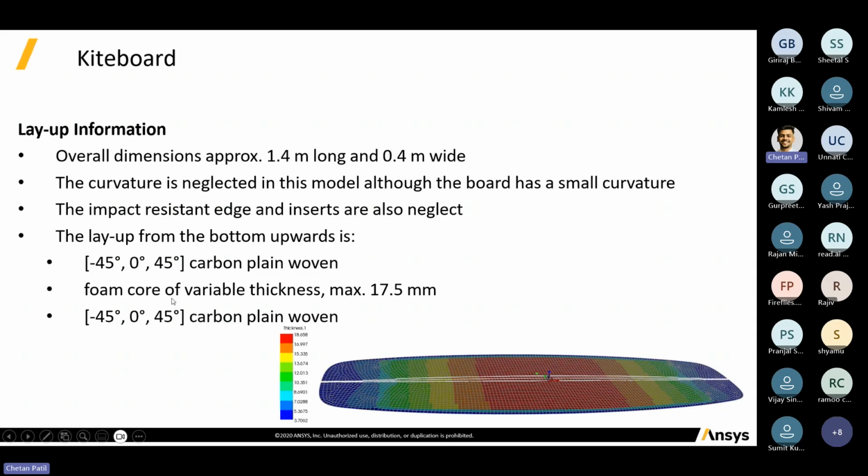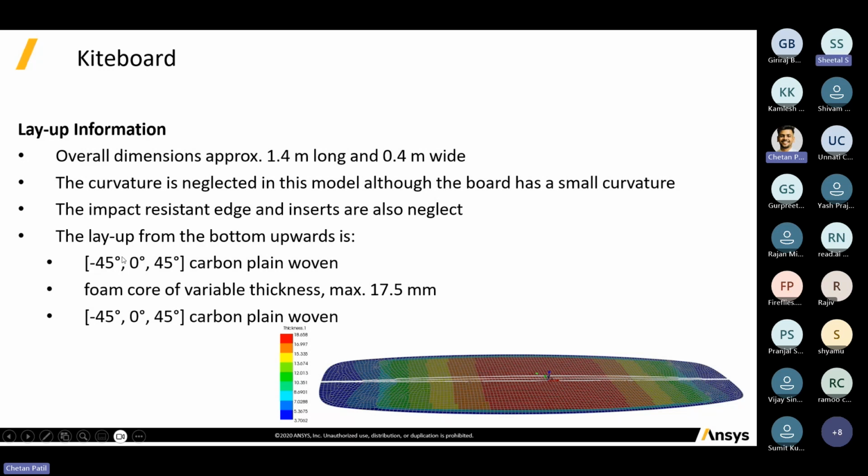Then there will be a foam core available, which will have a thickness of 17.5. This will be the maximum thickness, so we will decide what kind of thickness we should provide for the overall model. And then there will be another stack-up laminate available, so that the overall covering of the model will be done over here.